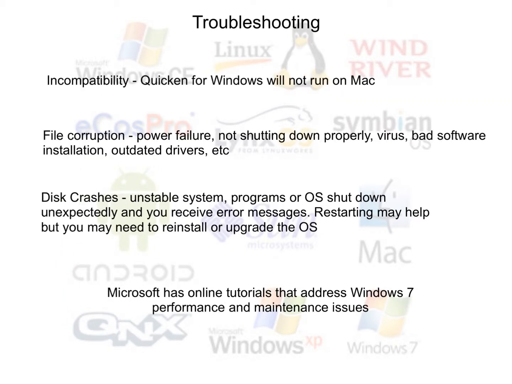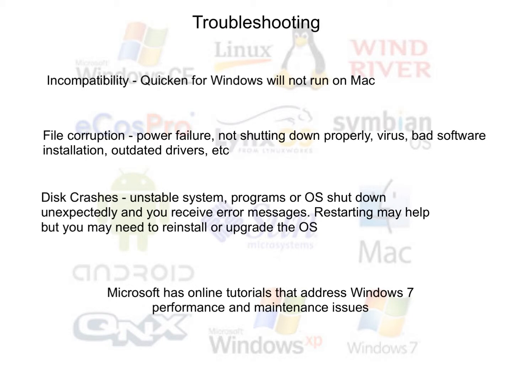Have you ever had issues with a computer? Well, I'm sure we all have. What we need to do is troubleshoot. So some things to look out for: incompatibility. We talked about file types. For instance, sometimes a Quicken for Windows file may not run on a Mac. So you've got to make sure that your file types are compatible with each other.